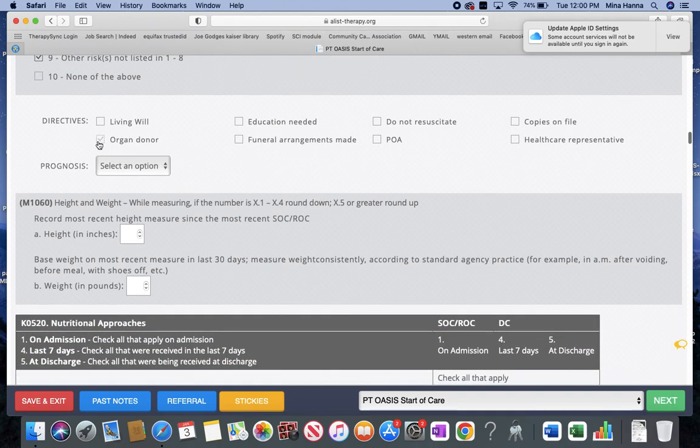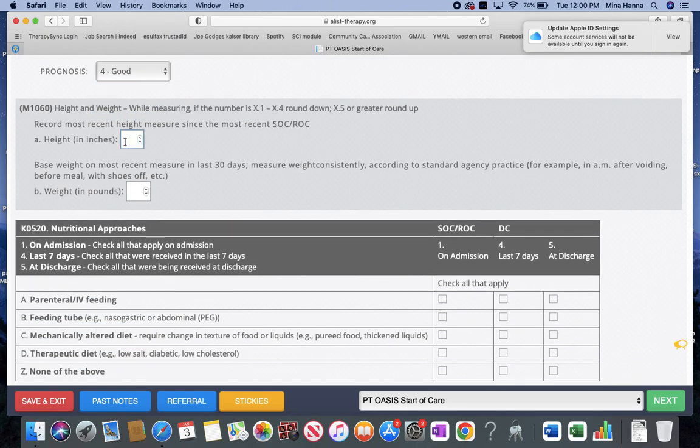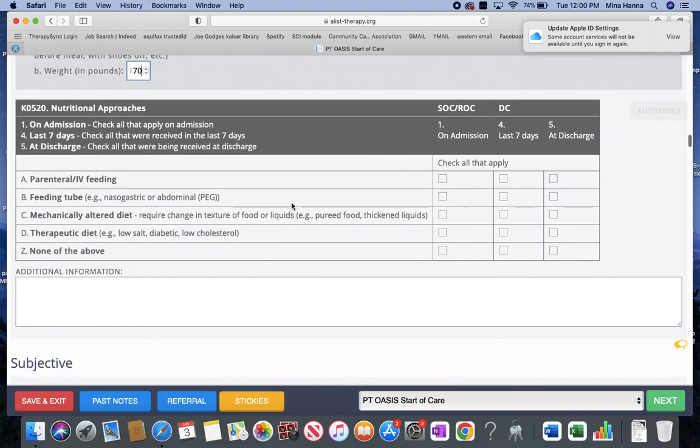Directives, if you know they have a living will, great. Prognosis, what do you think, right? So you can put good. Height and weight you need. So you can obviously do inches, so you can always say this person is say 5'8", so you can put 68 inches. Maybe they're around 170 pounds.